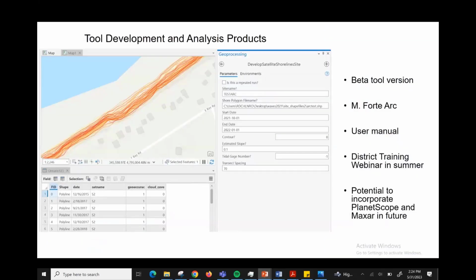Awesome. Thanks, Shannon. All right, now we're going to jump over just a few screen grabs from our tool and just some description.